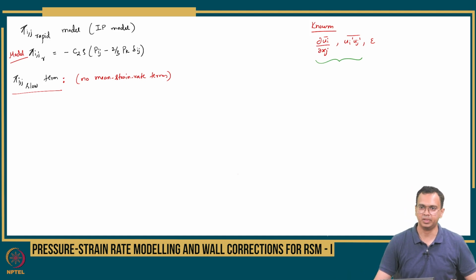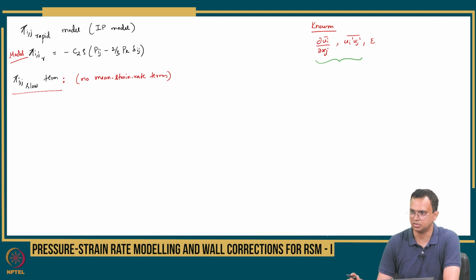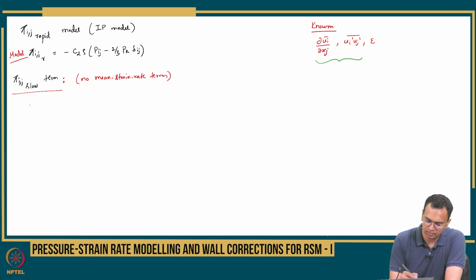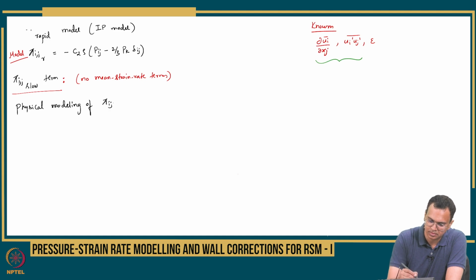So I am going to follow one particular approach here. There may be another approach in some literature you will see. We will go ahead with what is commonly called physical modeling of pi ij. There is no comma here, right? It's a tensor pi ij slow term.